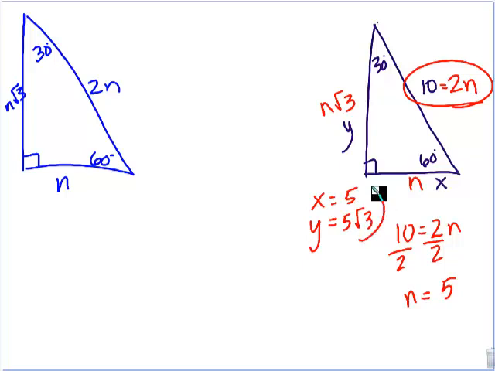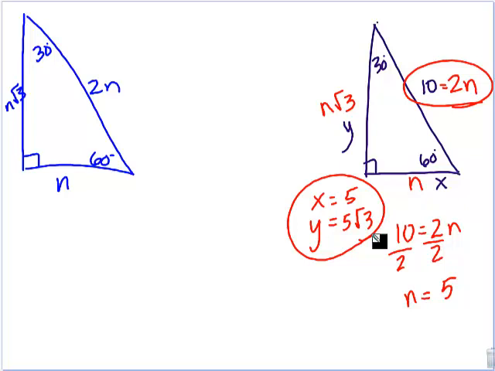Yep, and then y has to be 5 square root of 3, because n was 5, so we put the 5 in here. We solved this equation: 10 equals 2n. Well, I gave you the side length of 10, and then we knew it equals 2n because we labeled our triangle with our 3 sides: 2n, n, and n square root of 3.